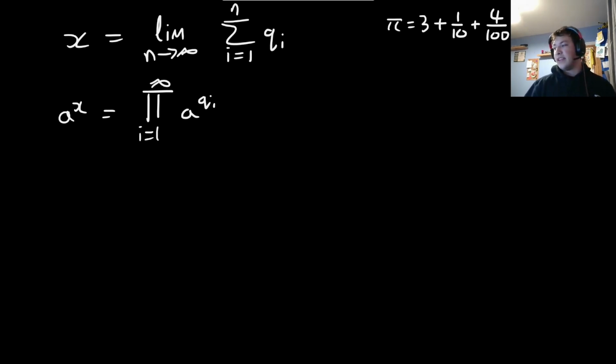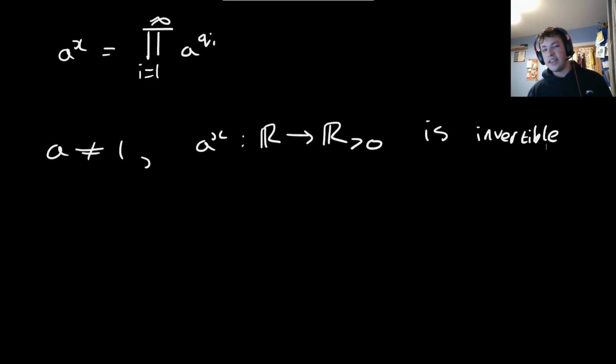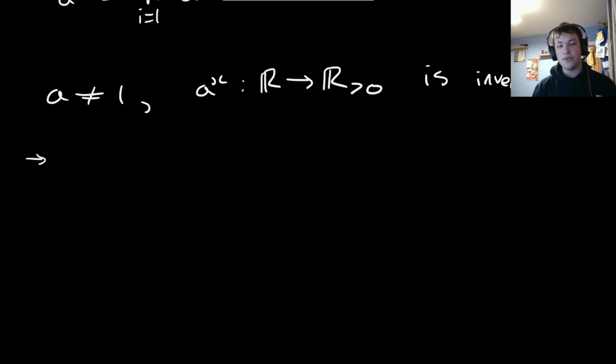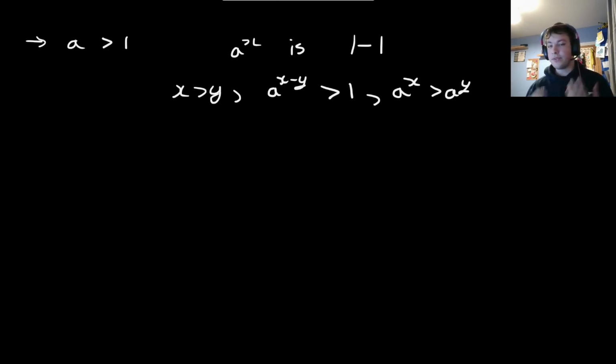And we can also say that if a is not equal to 1, a to the x from the real numbers to the real numbers greater than 0 is invertible. And how can we say that? Well, again, we're going to take, first of all, a greater than 1. And we'll say a to the x is one-to-one. It's injective because if x is greater than y, then a to the x minus y is greater than 1. So a to the x is greater than a to the y. So they're not equal, so it's injective.